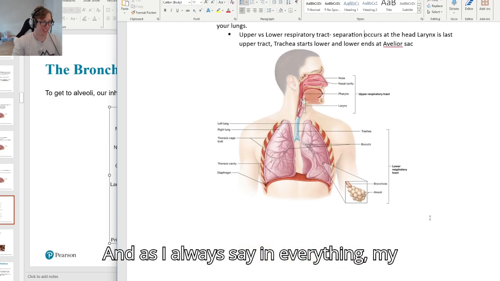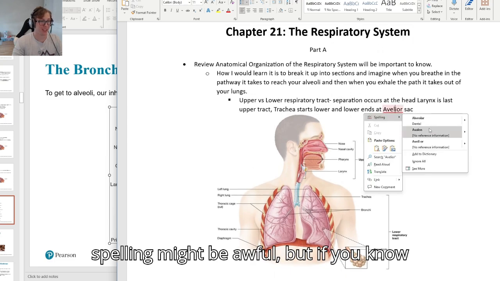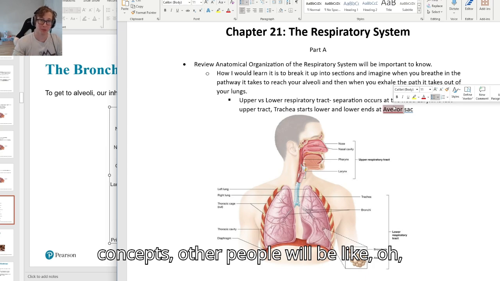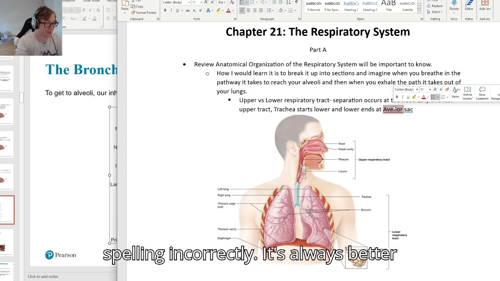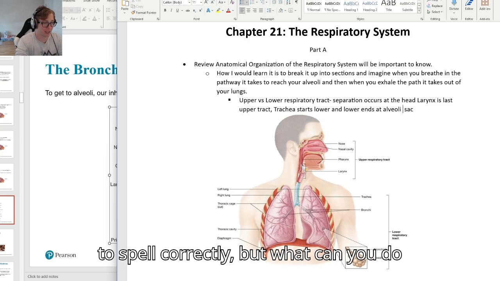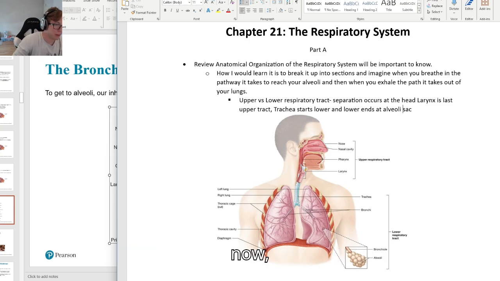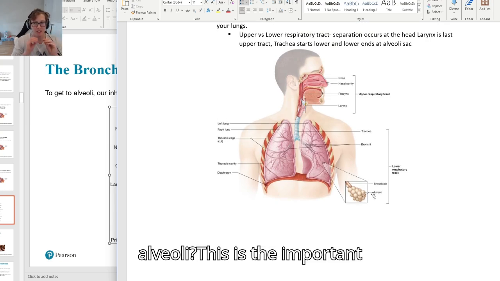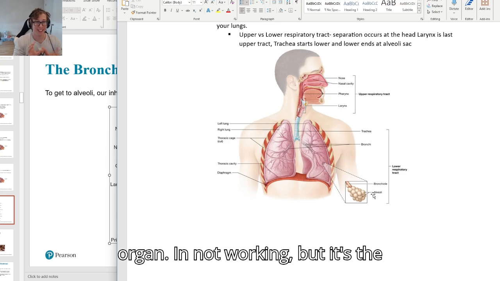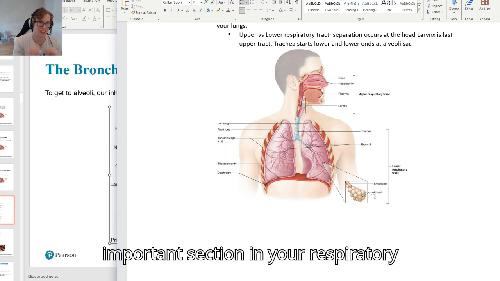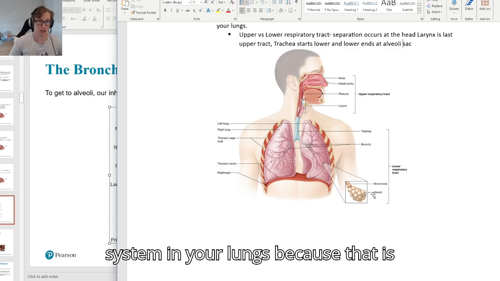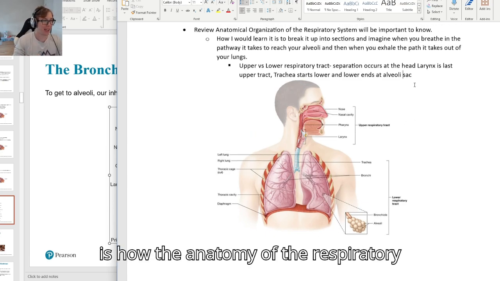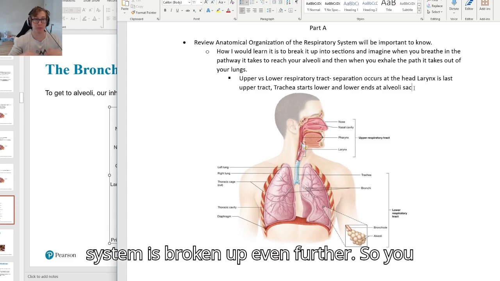And as I always say, my spelling might be awful, but if you know what I'm saying and understand the concepts, other people will forgive you for spelling incorrectly. It's always better to spell correctly, but what can you do? Now, alveoli. This is the important section in your respiratory system, in your lungs, because that is where gas exchange occurs. This is how the anatomy of the respiratory system is broken up even further.